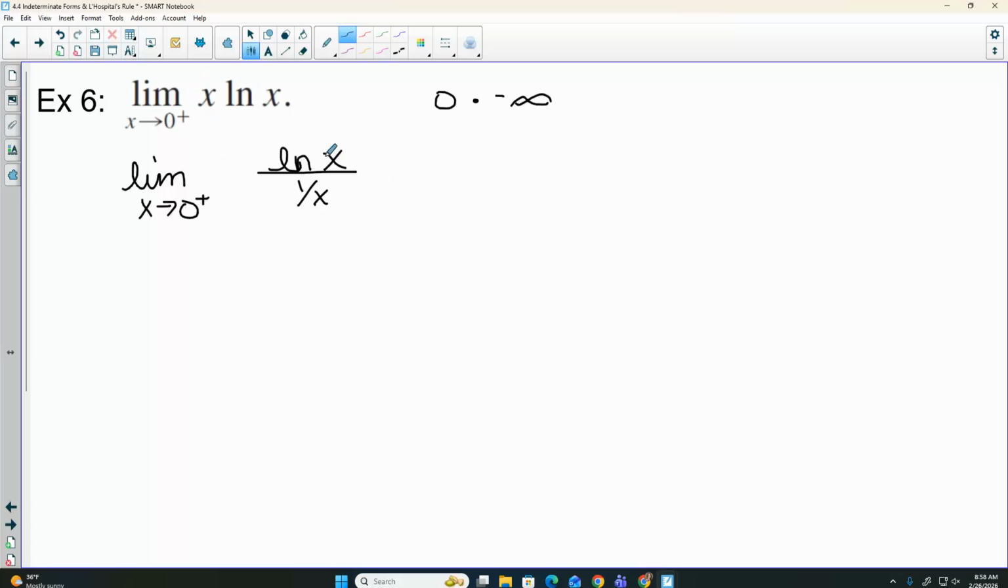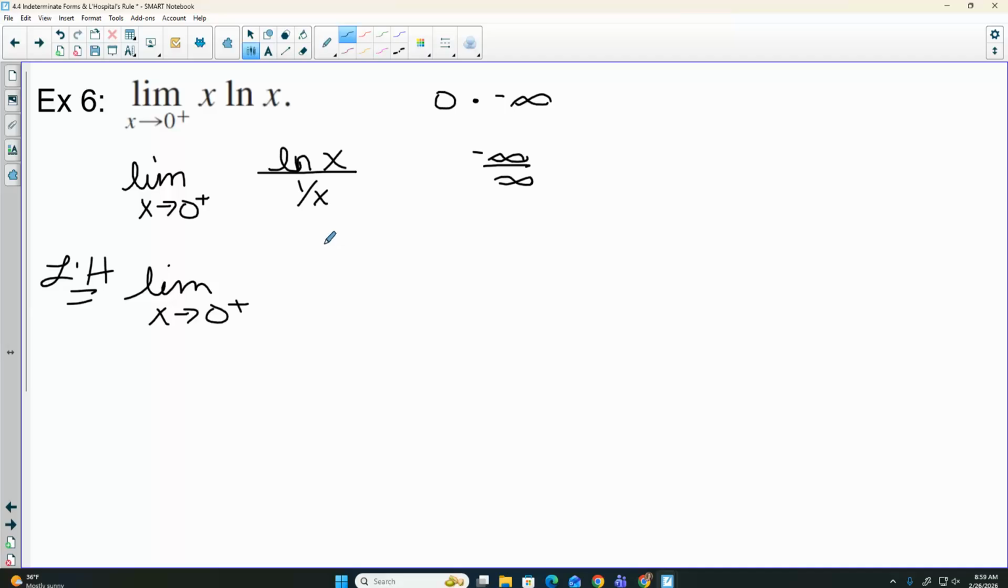Now, the top, as I'm approaching 0 from the right, the natural log of x is going to negative infinity. On the bottom, 1 over a smaller and smaller number is going to infinity. So now we have infinity over infinity, which means we can do L'Hopital's. L'Hopital's rule says to evaluate this limit, we can do the derivative of the top and bottom. It's not a true quotient rule. We're doing the two separately.